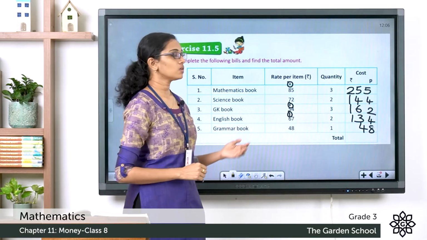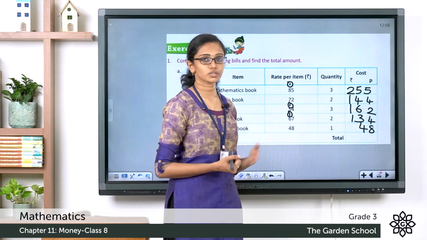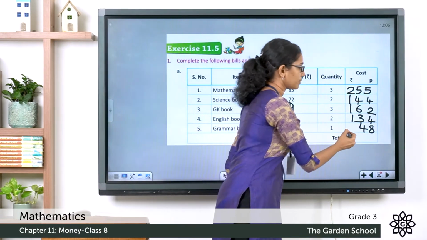Now we have to find out the total amount in this bill. How do we do that? Just add up all these costs and you will get the total cost of all these books. Let's do the sum here.